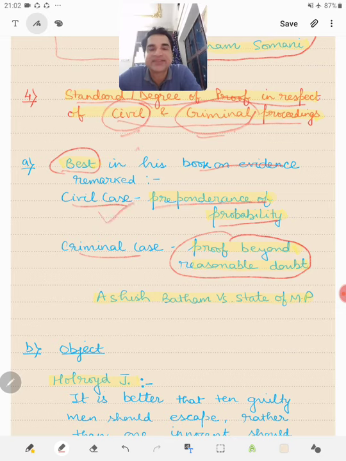So in a civil case, what is required is preponderance of probability, while in a criminal case, a higher standard, a higher degree, is required, that is, proof beyond reasonable doubt. This was also emphasized in the case of Asis Batham versus State of MP. So one difference of the standard or degree of proof with respect to civil and criminal cases is that in a civil case what is required is preponderance of probability, while in a criminal case what is required is proof beyond reasonable doubt.